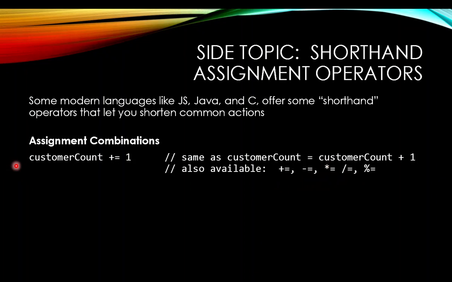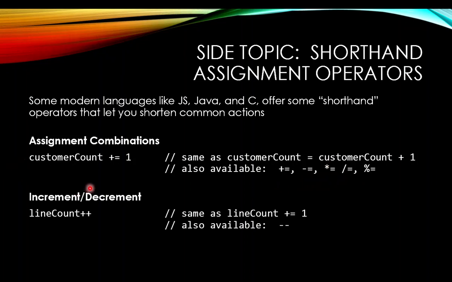In fact, there's another series that are even more useful in these counting scenarios, and that is you have increment and decrement operators. If you simply say line count plus plus, that's the same as saying line count plus equals 1, which is the same thing as saying line count equals line count plus 1. This just says tick it up by 1. So that's very, very common when you're doing counting, right? You also have a minus minus operator. So if you said line count minus minus, that would tick it down by 1. It would decrement by 1. So hopefully that makes sense.